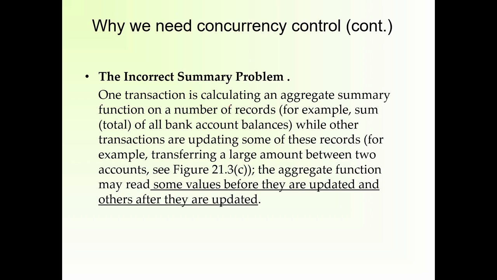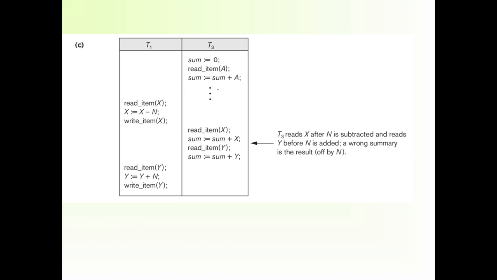While performing the aggregate sum function here, assume that 5 records are there. In the 5 records, 2 records hold the old value and 3 records hold the new value. Now if I perform the sum of these 5 records as an aggregate function, for 2 you will get the old values and for the remaining 3 you will get the new values, and whatever aggregation you perform after that is wrong. That is what we call the incorrect summary problem.